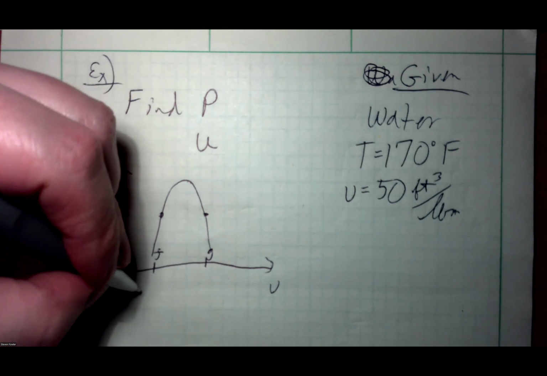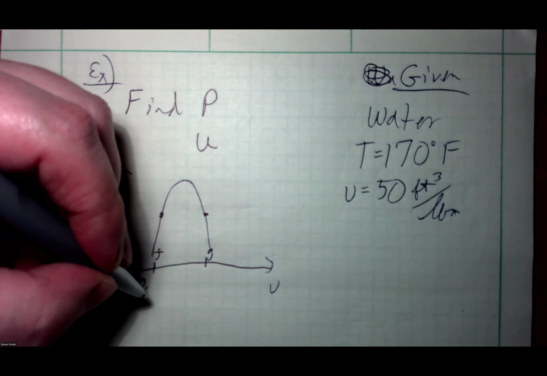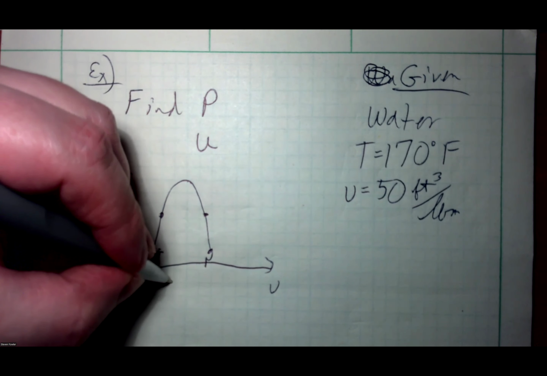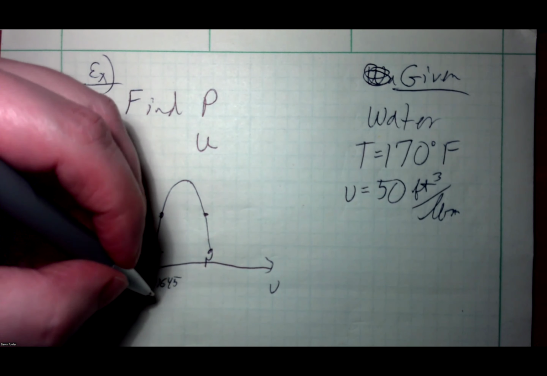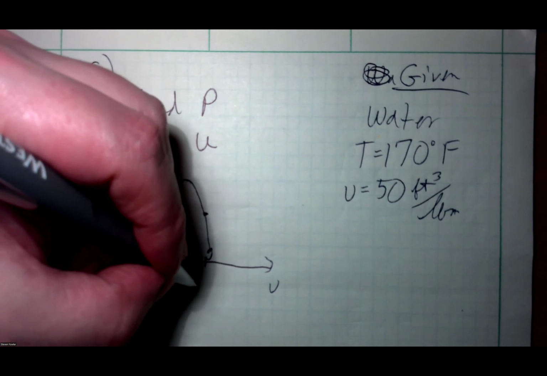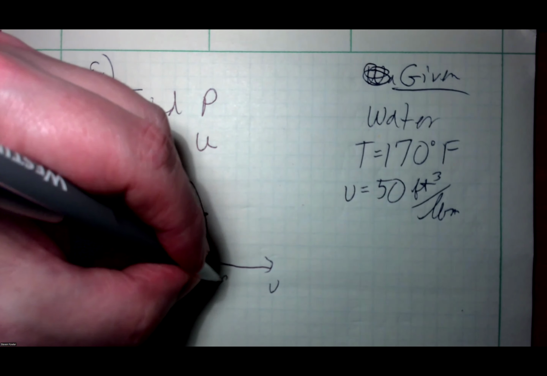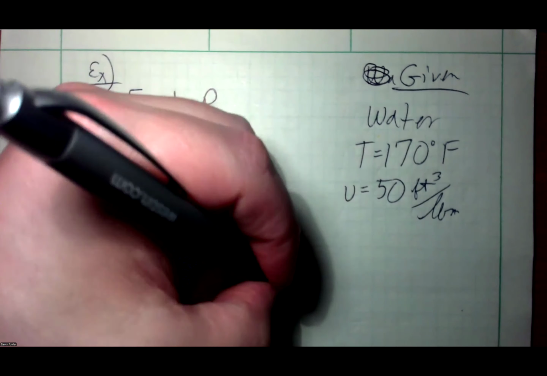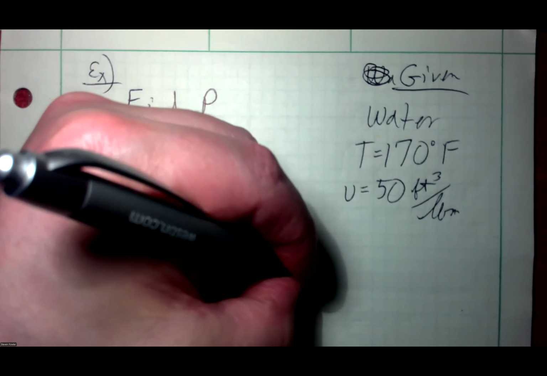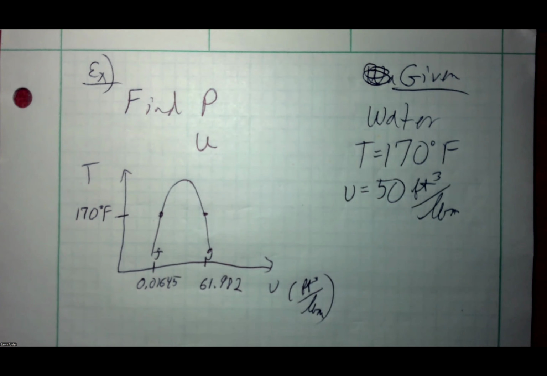So for saturated liquid, the specific volume is going to be down here at 0.01645. And saturated vapor is going to be 61.982. And again, all of these are cubic feet per pound mass. Okay. What are we looking for? What are we trying to do?